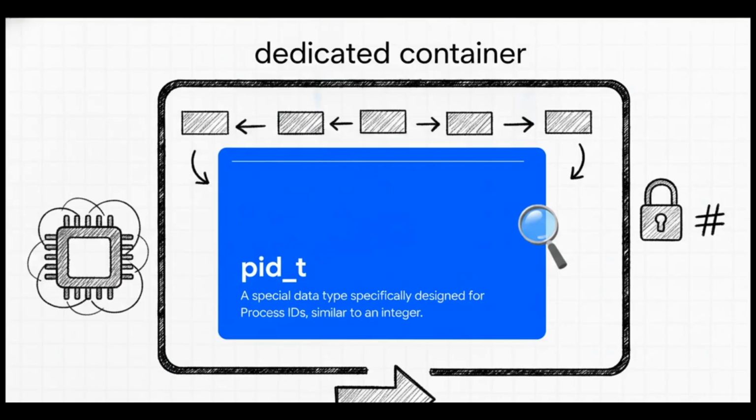Which brings us to our first critical variable type, pid_t. When we declare variables to hold our process identifiers, we use pid_t. It's a special data type built exclusively for process IDs in Linux. Honestly, you can just think of it like a standard integer, but one that's specifically engineered by the system to safely and accurately handle these process identifiers.